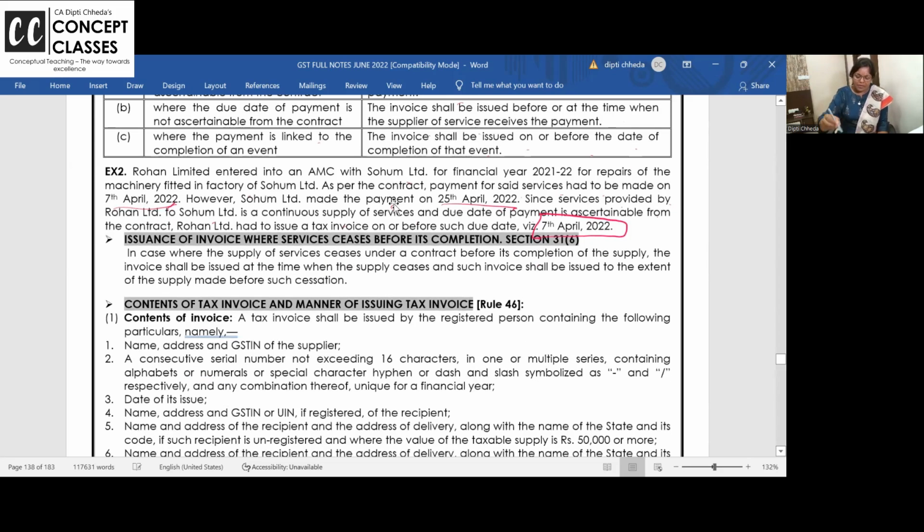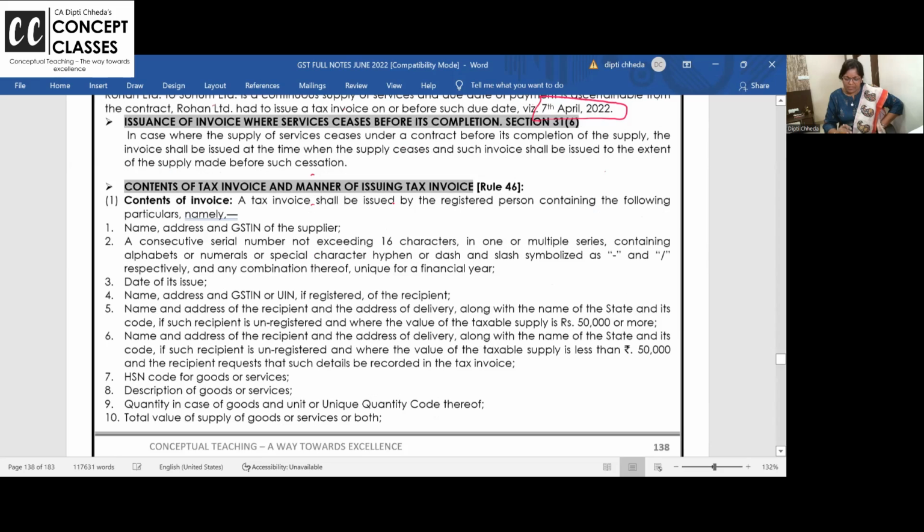Okay? Issuance of invoice when services cease before completion, same. If the service stopped midway before completion, then the invoice shall be issued at the time when supply ceases, and invoice shall be issued to the extent of supply before cessation. Okay? Right.